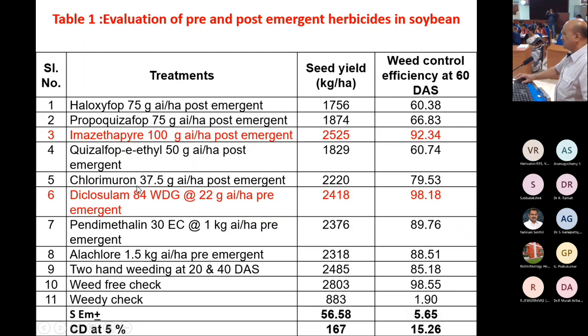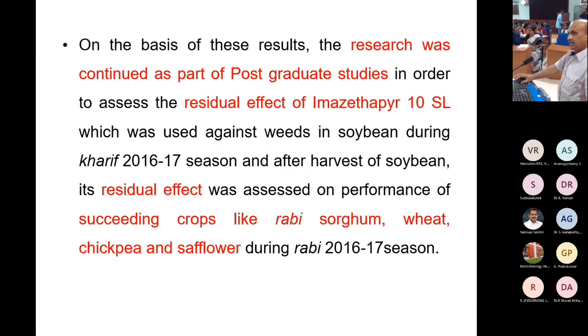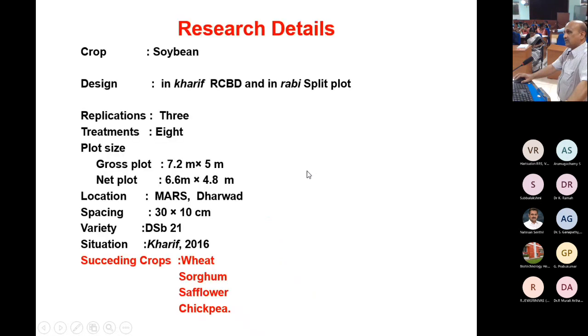However, at higher concentration, it is observed that imazethapyr has adverse effects. So in order to know the imazethapyr residual toxicity in soil, the research continued as part of postgraduate studies, and the work was carried out by Kiran Emignor, my PG student, who worked on this particular aspect: imazethapyr 10% SL in soybean and its residual effect on germination and establishment of succeeding crop.